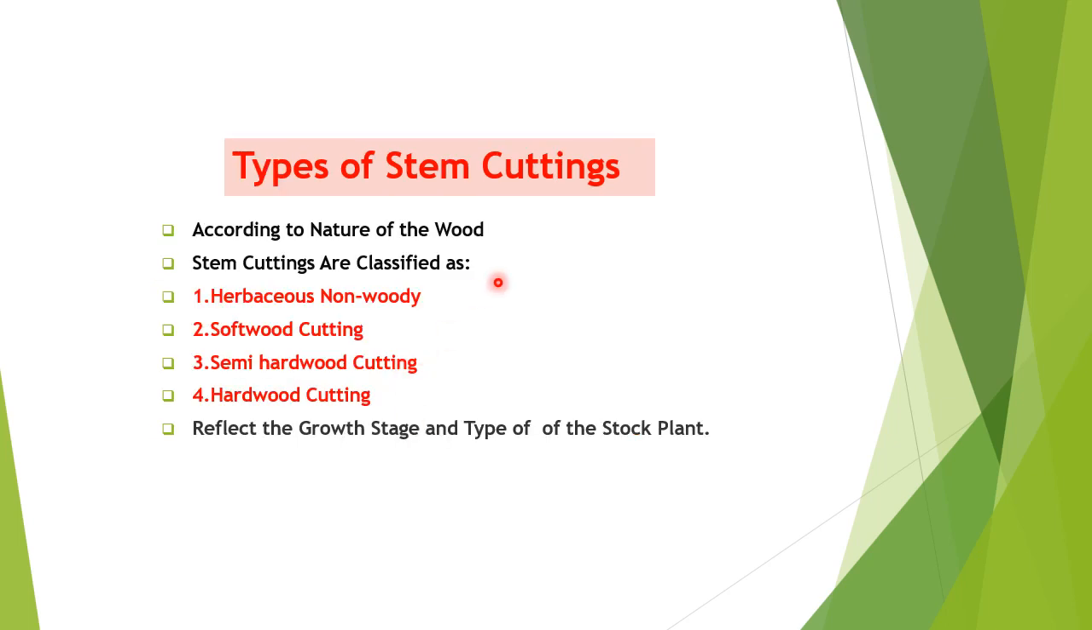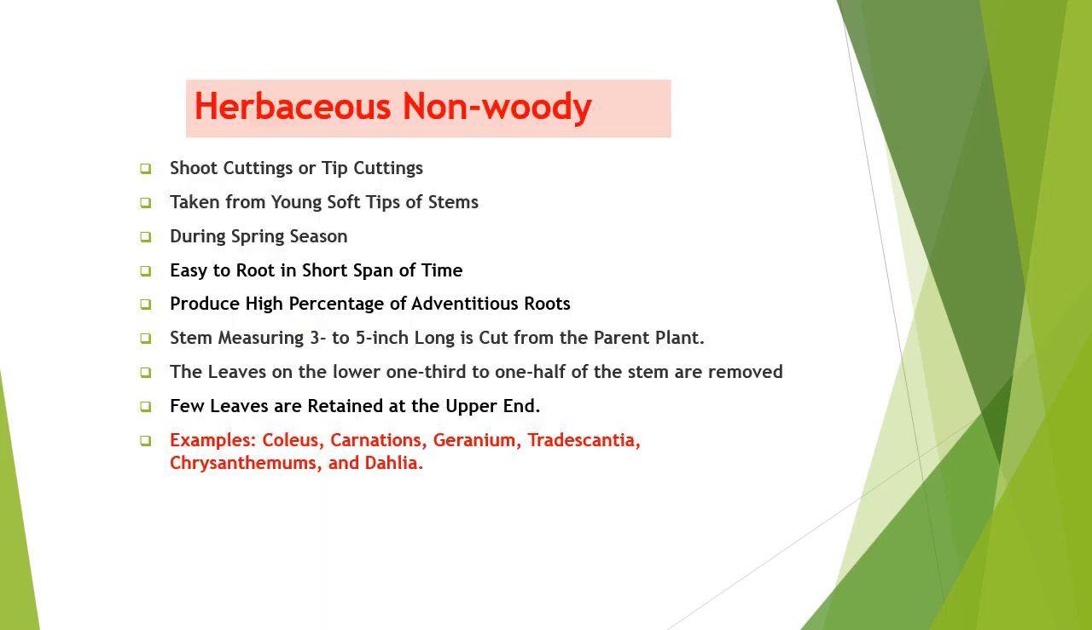What are the types of stem cuttings? According to the nature of the wood, stem cuttings are classified as herbaceous non-woody, softwood cuttings, semi-hardwood cuttings, and hardwood cuttings, and these reflect the growth stage and the type of the stock plant. So we will discuss them one by one: herbaceous, softwood, semi-hardwood, and hardwood cuttings.